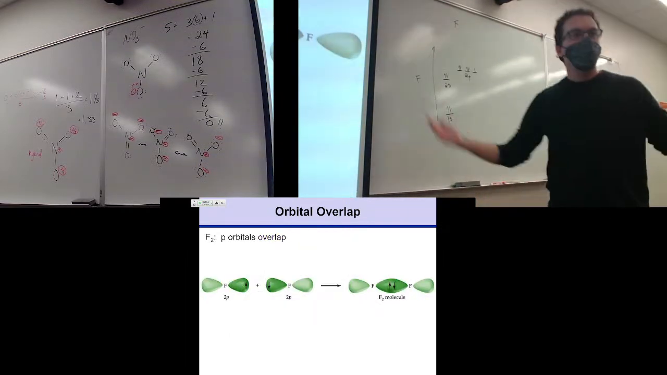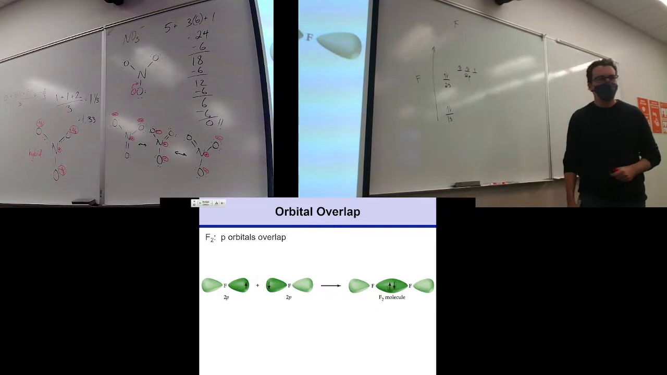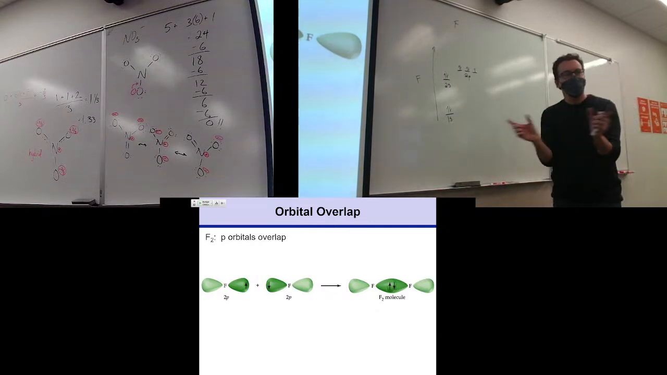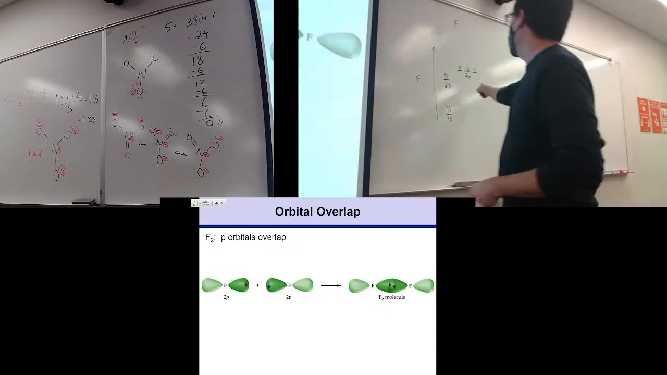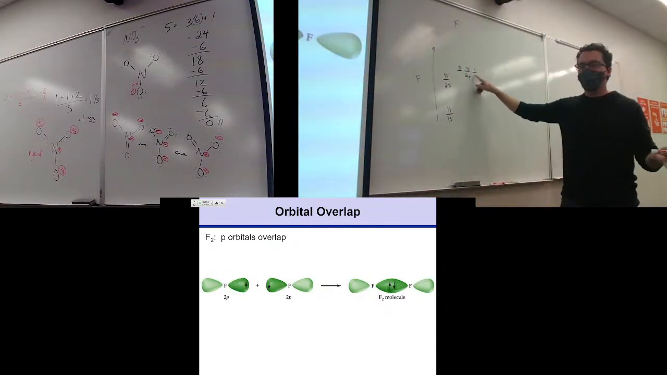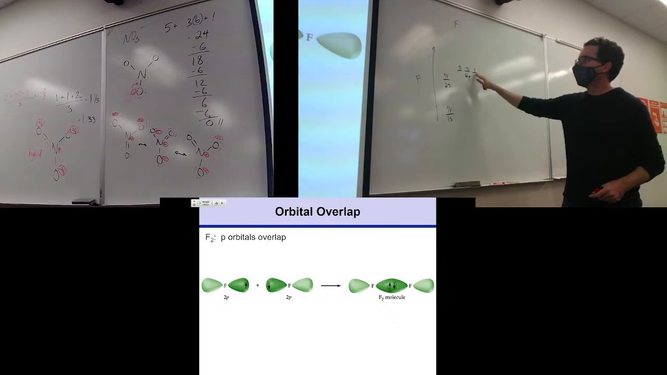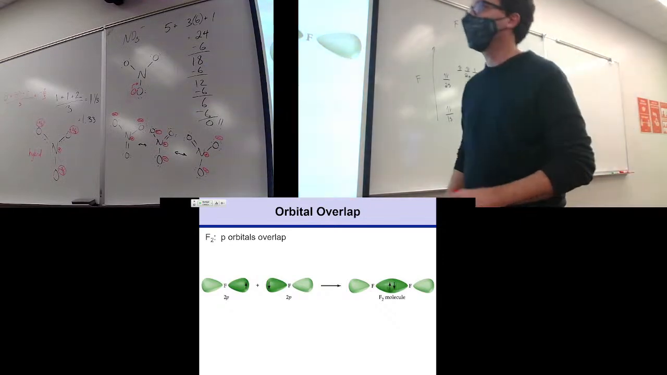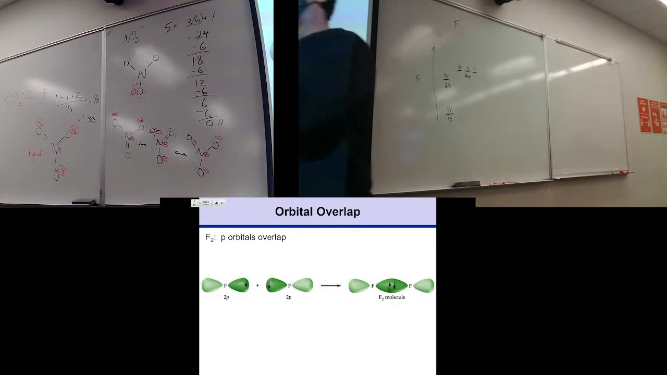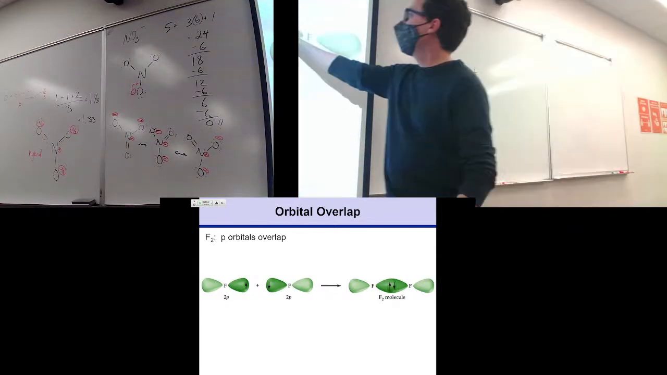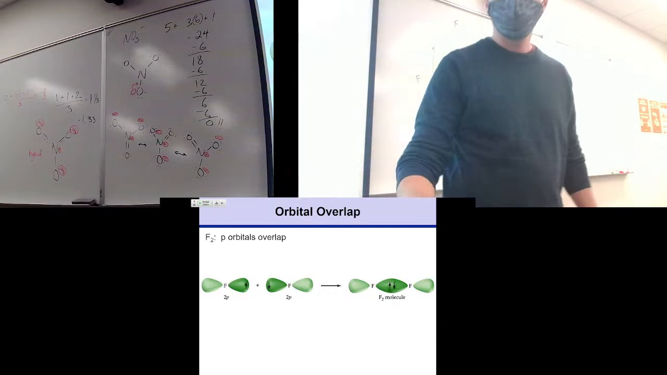2 fluorines do the same thing. So how do you make F2, which is the natural form, the elemental form of fluorine? Well, it's that same p orbital, but now you get 2 of them, 2 sets of fluorines. They each want to fill up their last p orbital with electrons. And so they'll each have p orbitals pointing at each other. They'll overlap like that, and they'll share electrons.